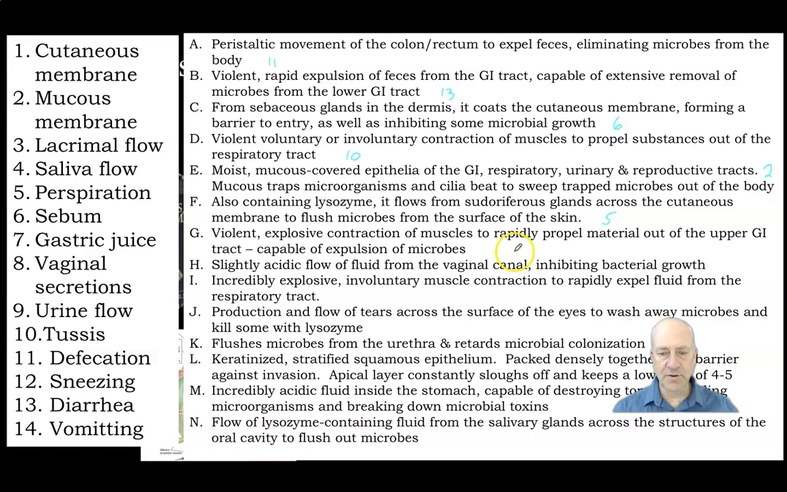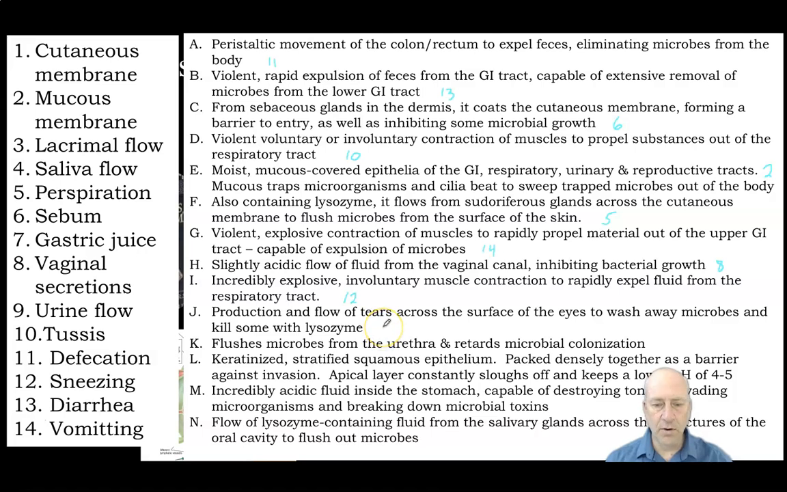G, violent explosive contraction to propel material out of the upper GI tract. Oops, vomiting. And that's going to expel a lot of microbes. H, slightly acidic flow of fluid from the vaginal canal. That's going to be vaginal secretions. And again, not only the flow, but also the acidity, slightly acidic, which will retard or inhibit a little bit of microbial growth. I, explosive involuntary muscle contraction to rapidly expel fluid from the respiratory tract. Sneezing. That's pretty rapid.